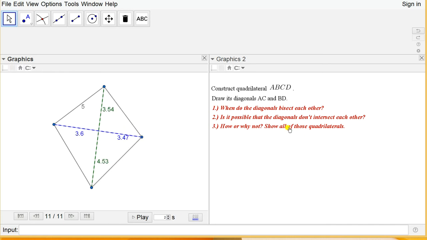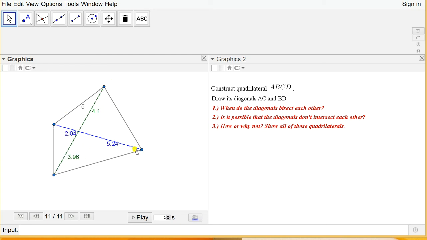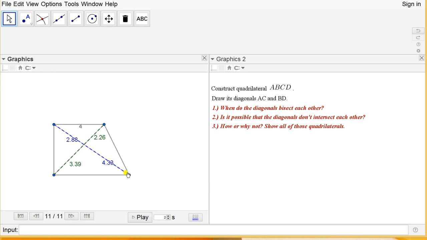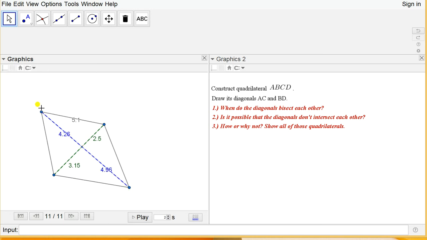Then it says show all of those quadrilaterals. In this case, the actual meaning is not only parallelogram, so it's better to change position like this, right? So it's a rectangle, right? It also has the same property, because a rectangle is already a parallelogram, right? And a square, right? And a rhombus, okay, like that, right? I mean, like this, right?